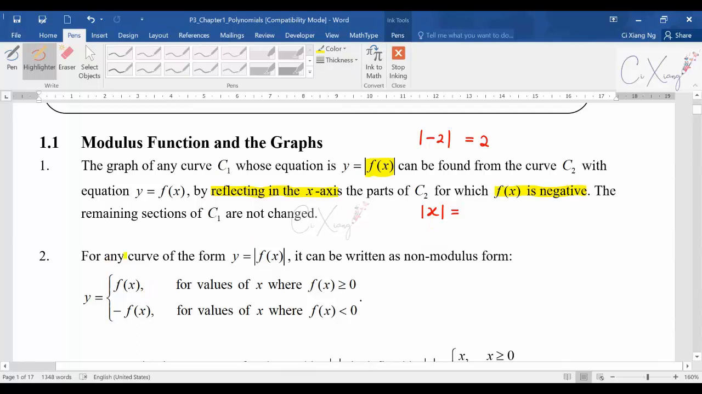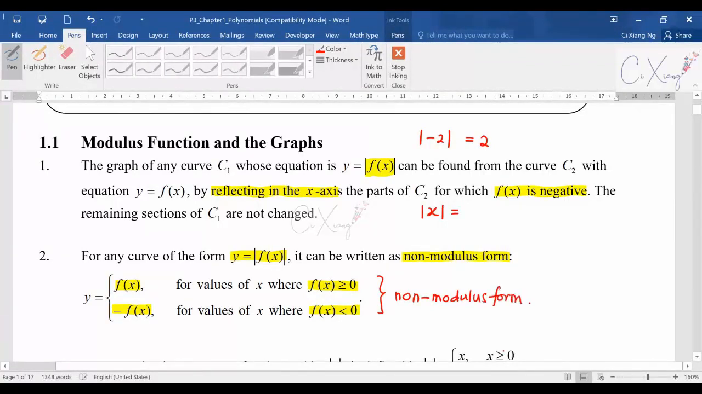The next one: for any curve of the form y equals modulus f(x), it can be written in non-modulus form. So all modulus functions, you can write as an equation in non-modulus form, that means without the modulus. You can actually split a modulus function into two: one part is f(x), another part is negative f(x), each with a certain domain. This we call the non-modulus form, and in some questions it is very important, so you need to know it.